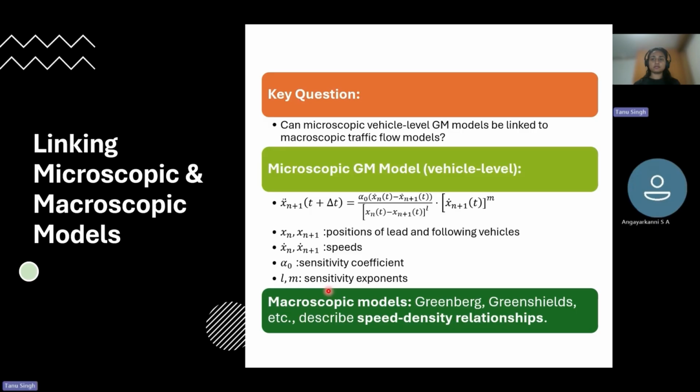And on the macroscopic side, we have already seen the Greenberg model and Greenshield model that describe the speed density relationship. Those were based upon macroscopic factors, whereas microscopic models consider microscopic parameters such as distance headway or relative speed. So the question is, can we see a connection between these two microscopic and macroscopic traffic patterns?